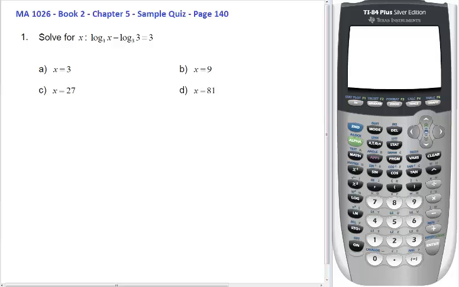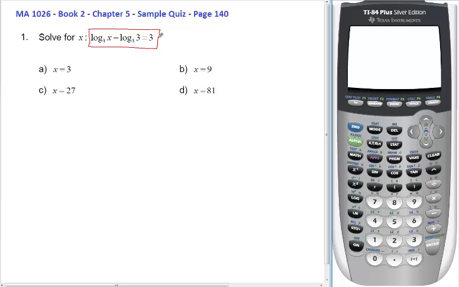Good day, students. We're going to look at the solution to number 1 multiple choice. This is your first multiple choice in the chapter 5 sample quiz on logarithms. It's right at the end of chapter 5 in your book 2, on page 140, and it's asking us to solve a logarithmic equation. So solve this for x.